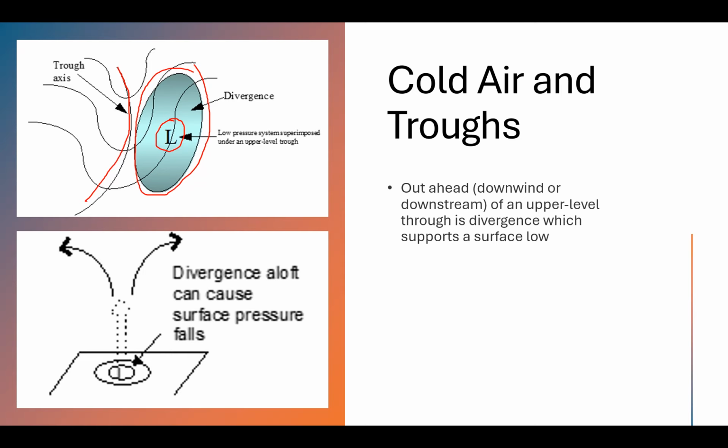And this shows you on the bottom again the chimney effect, how we have upper level divergence spreading apart the winds aloft. That will then cause surface pressure falls here at the surface, and that's going to result again in the upward vertical motion of air.